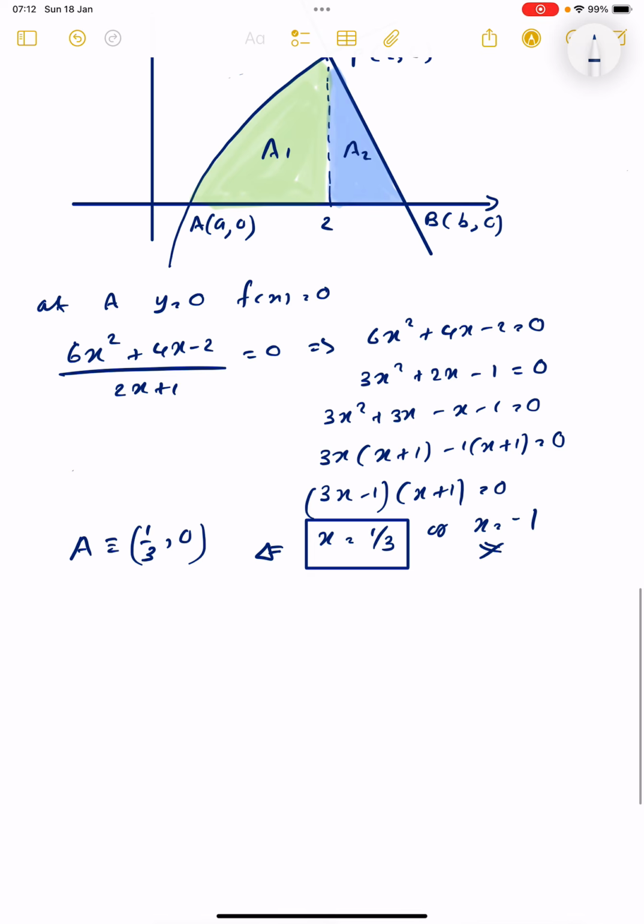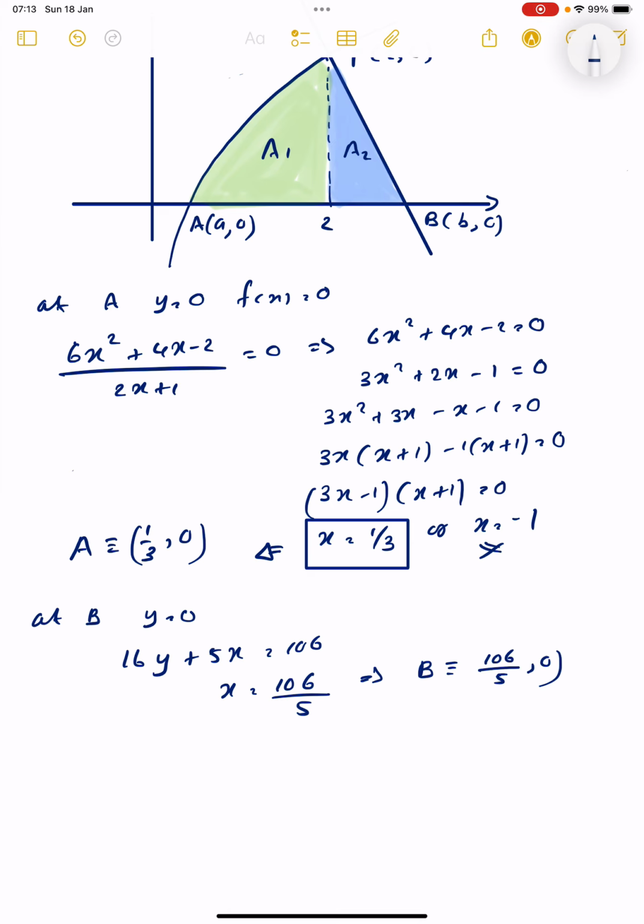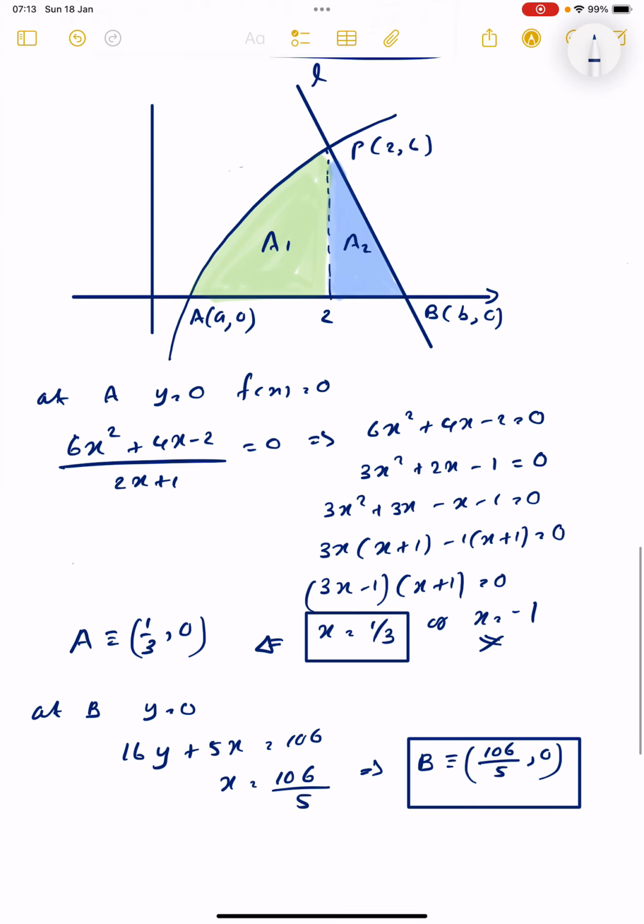Similarly, at point B, also y equals 0. So 16y + 5x is 106. So x will be 106 over 5, which means B is (106 over 5, 0). So that's the coordinates of B. Let's find the area under the curve.